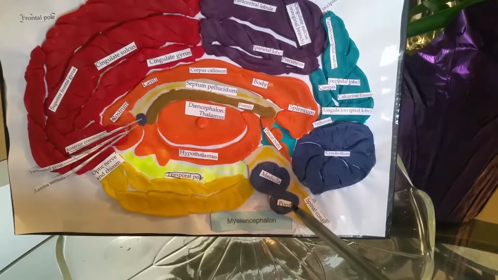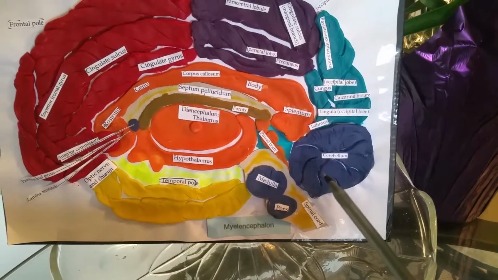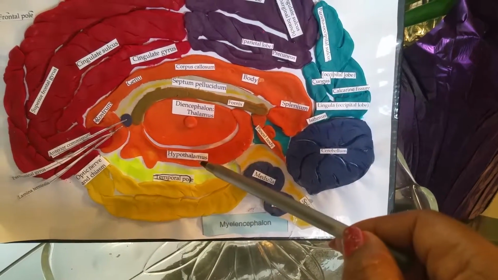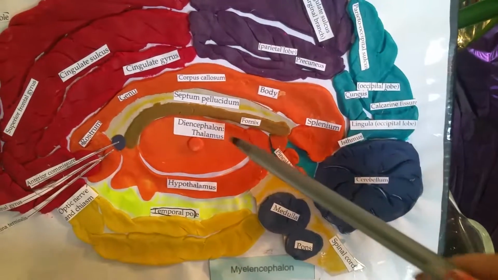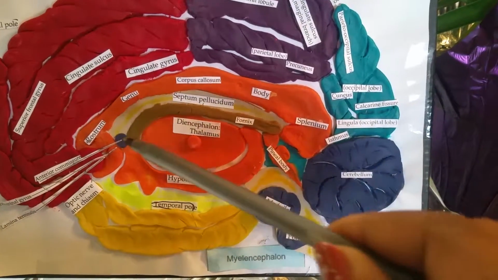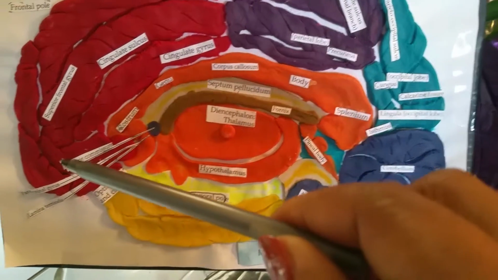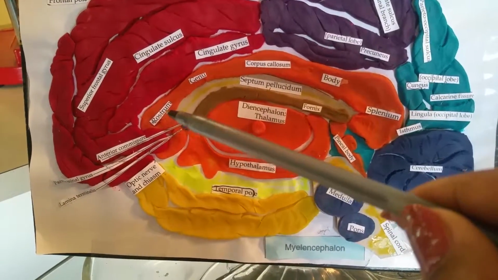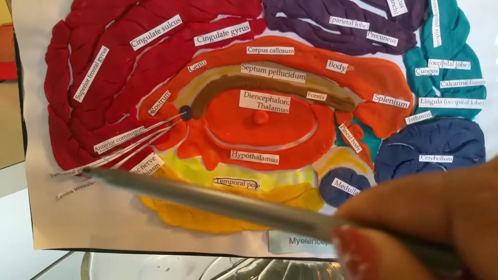We've got the medulla and the pons, which is part of the myelencephalon, the cerebellum, the thalamus and the hypothalamus, the pineal body, septum pellucidum, the fornix, which evolves from the hypothalamus. We've got the anterior commissure, which connects the right and left temporal lobes, I believe.